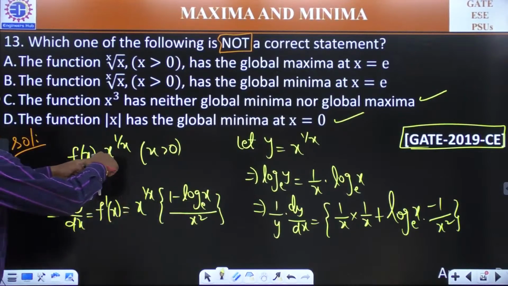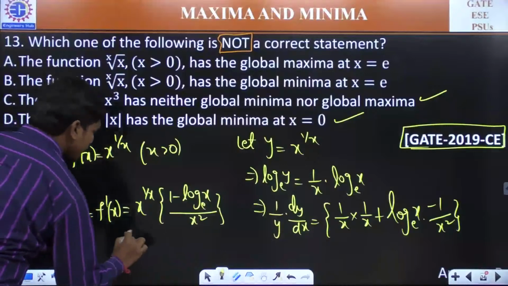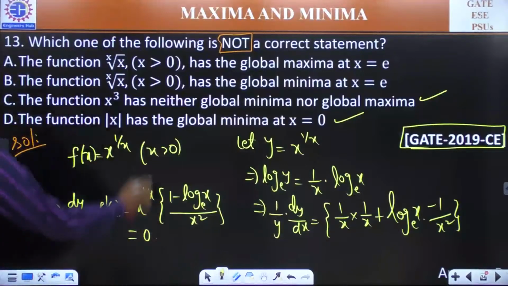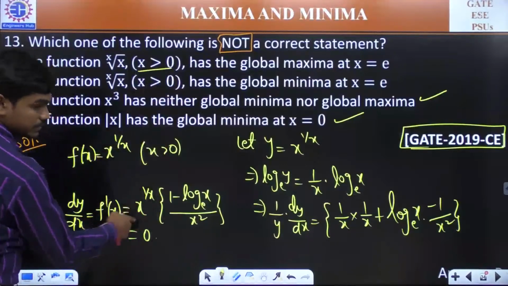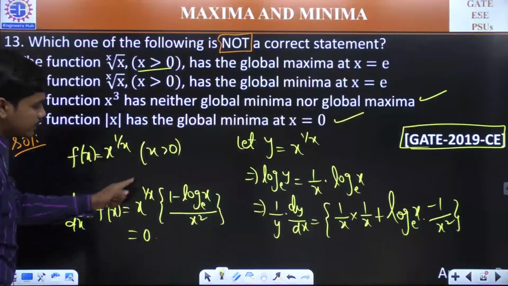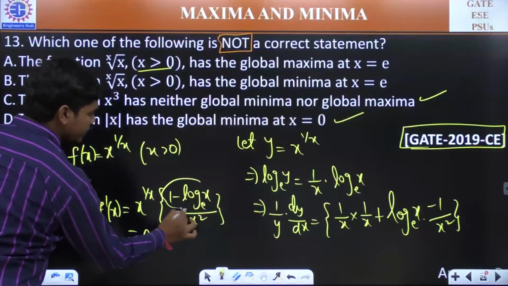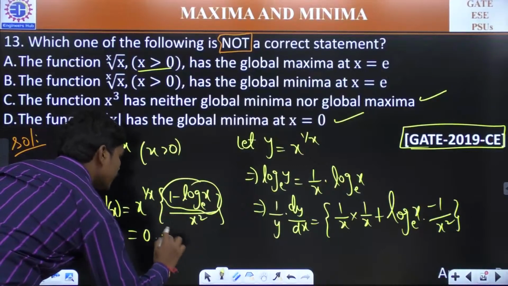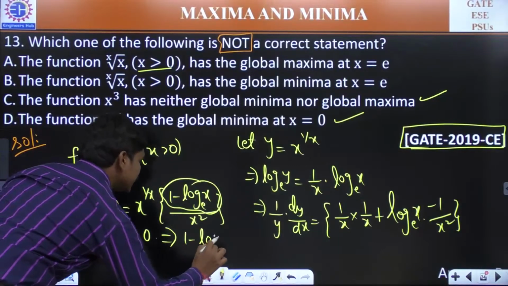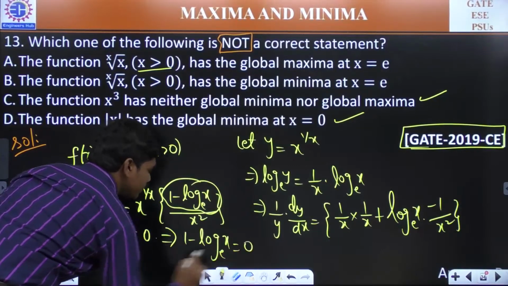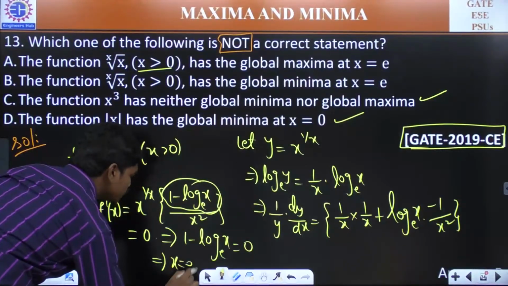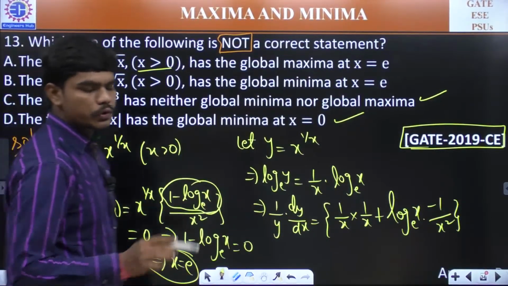Now, for this function to have either maximum or minimum, this has to be 0. And if x is positive, this value will never be 0. Correct? If x is positive, this value is always positive. So this is not 0, which means this numerator here has to be 0. This implies 1 minus log x to the base e is equal to 0, which means x is equal to e. So x is the stationary point. This is what you can see.